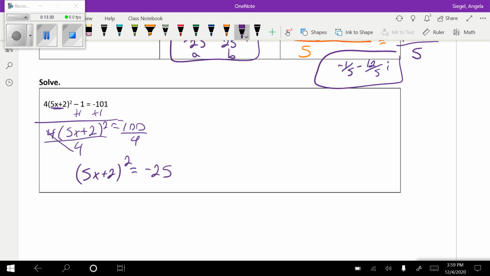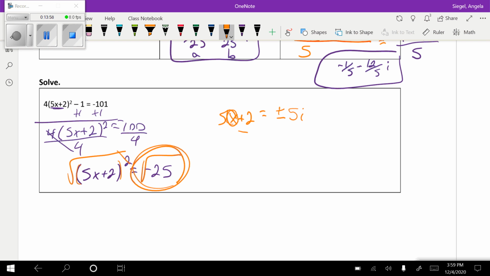Okay, so as you've learned before in the past in Algebra 2 and in this class, to get this by itself, you're going to take the square root of both sides. So I end up with 5x plus 2 on the left, but on the right, look, I'm taking the square root of a negative number. So that's going to be plus or minus, but it's going to be 5i. Okay, so there's not a whole lot we can do with it, so we're just going to break down to get this x by itself.